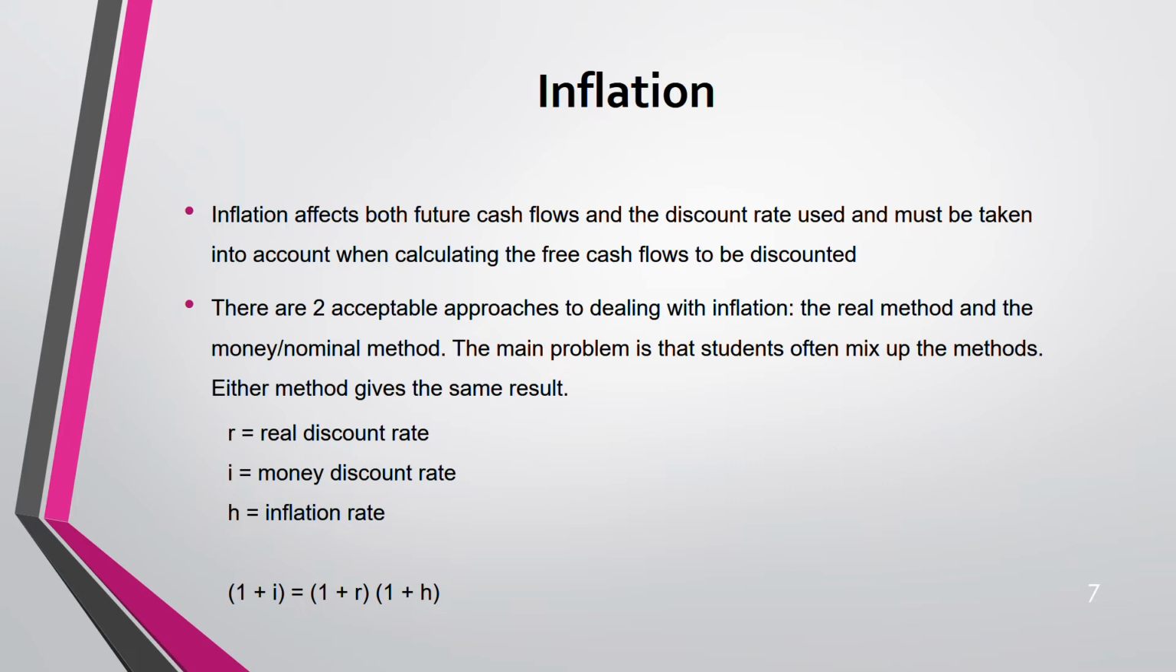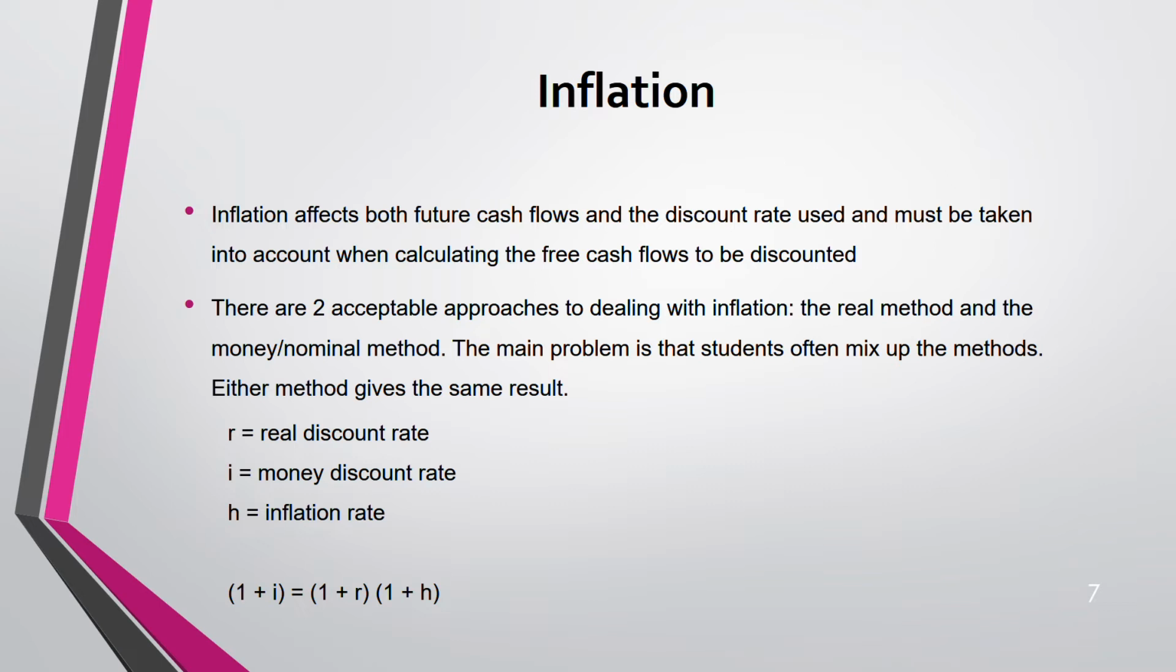The equation is 1 plus i equals 1 plus r into 1 plus h, where i stands for money rate. That is what we are finding out. i stands for nominal rate. I would use the nominal rate. r stands for real, very easy. r, real. h stands for inflation.